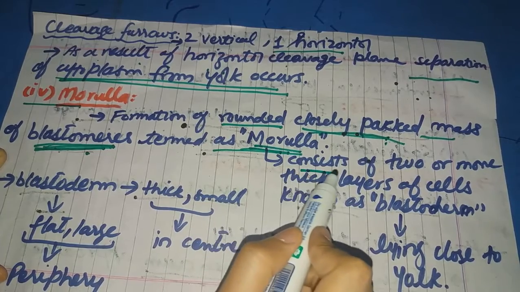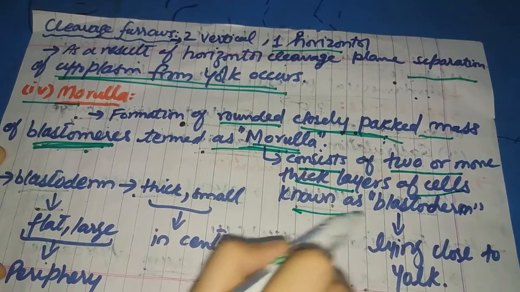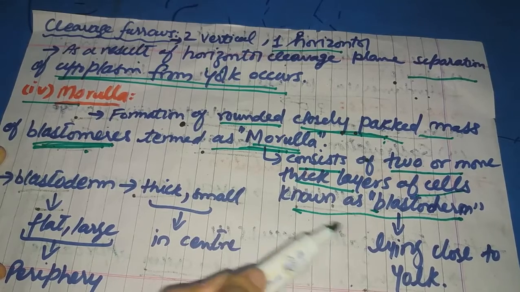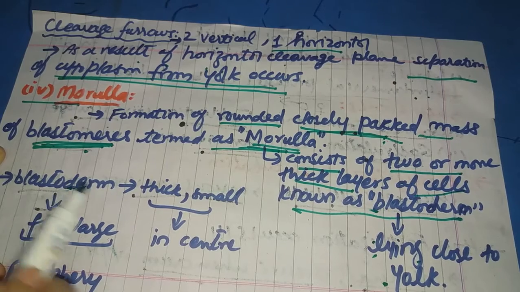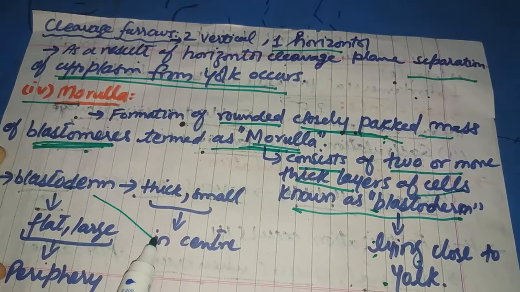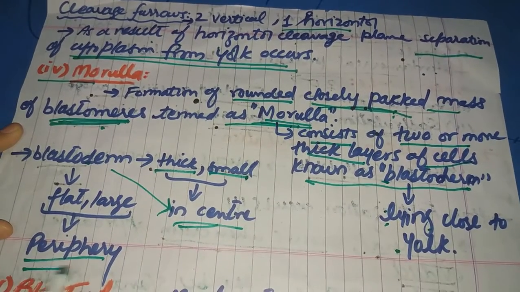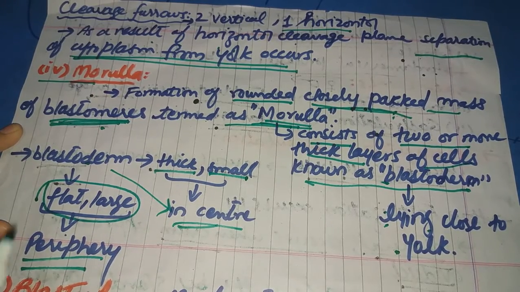So the morula consists of two or more thick layers of cells known as blastoderm, and this blastoderm lies close to the yolk. This blastoderm has two types of cells. In its center, thick and small cells are present, while in its peripheral area, flat and large cells are present. So now we have finished our morula stage.